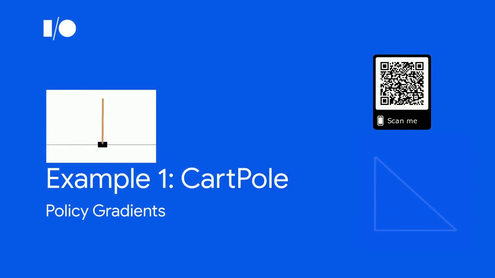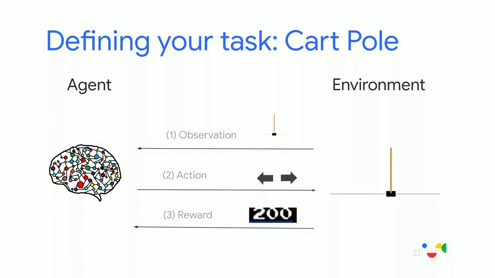And if it falls over, then game over. If you move off the screen by accident, then game over. So let's make that a little bit more concrete. In this environment, the observation is not the images that you see here. Instead, it's a 4 vector containing angles and velocities of the pole and the cart. The actions are the values 0 and 1, representing being able to take a left or a right.